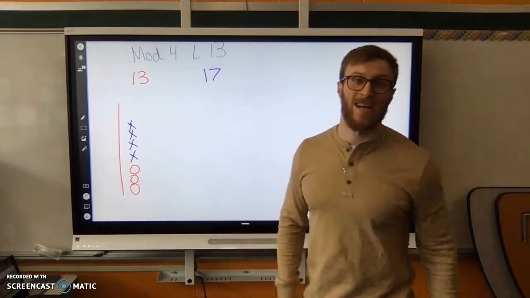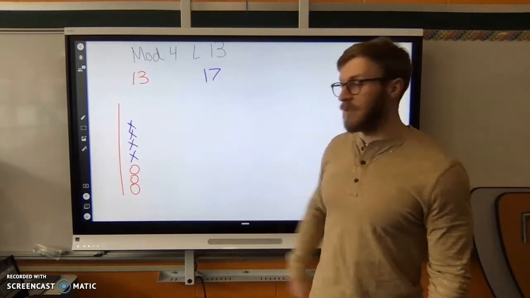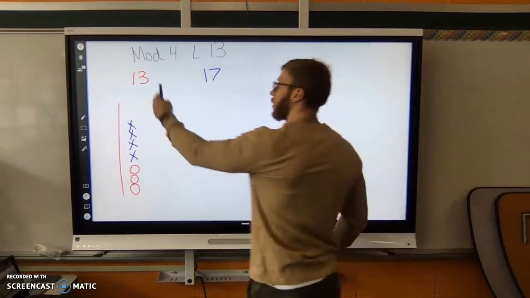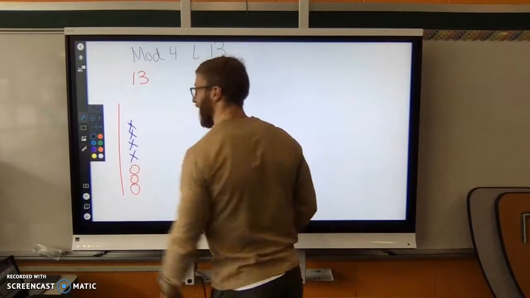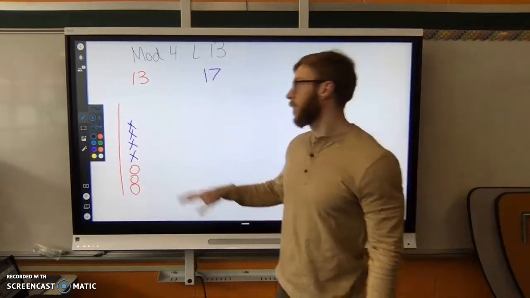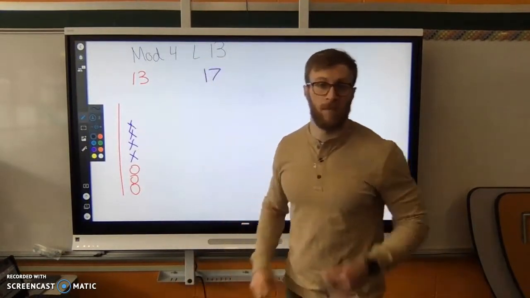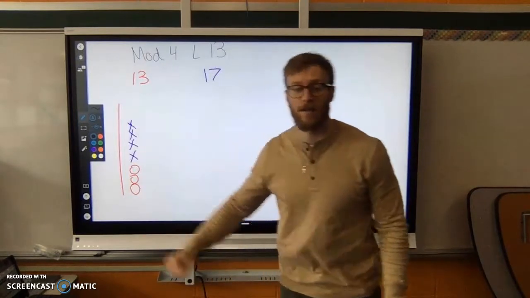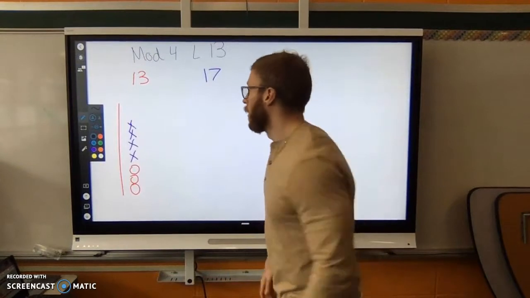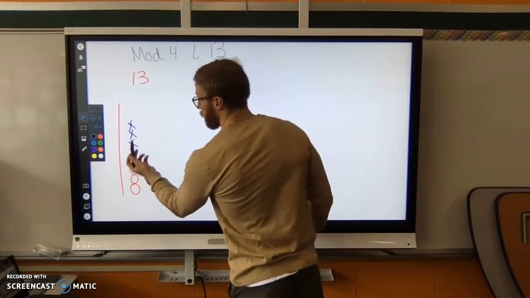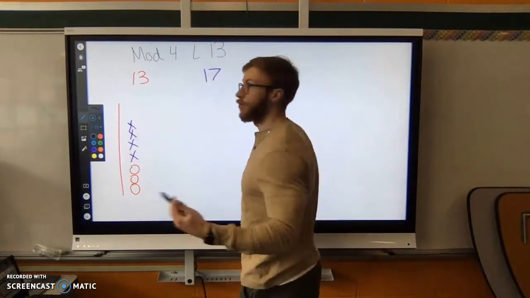But I want to know how we got to 17. What would that number sentence look like? Well, we started with 13. And then did I add or subtract these purple X's? Did I draw them up there, or did I erase them? I drew them up there. So how many did I draw up there? I drew 1, 2, 3, 4, because I asked you guys to draw 4 of them.